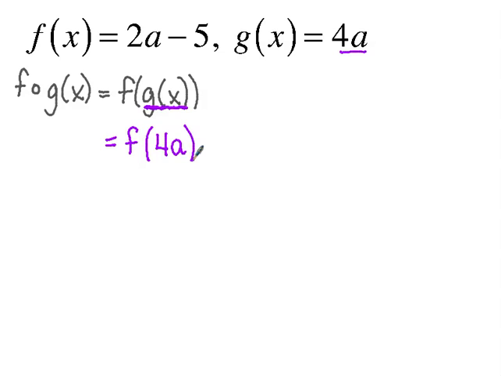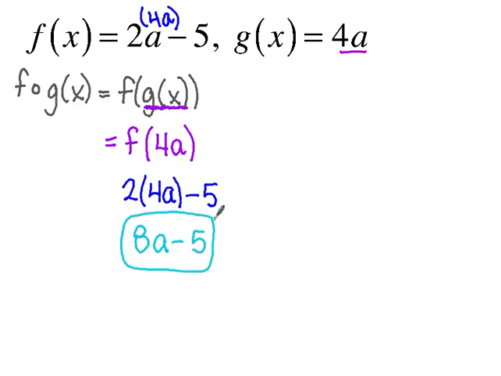Now, what you see in purple is something that you had on your last test. We've already done this. And so what this f of 4a means is that I'm going to go to the f function, right? And I'm going to plug in 4a right here. So what this means is that I've got 2 times 4a minus 5. What does 2 times 4a minus 5 equal? 8a minus 5. Very good.